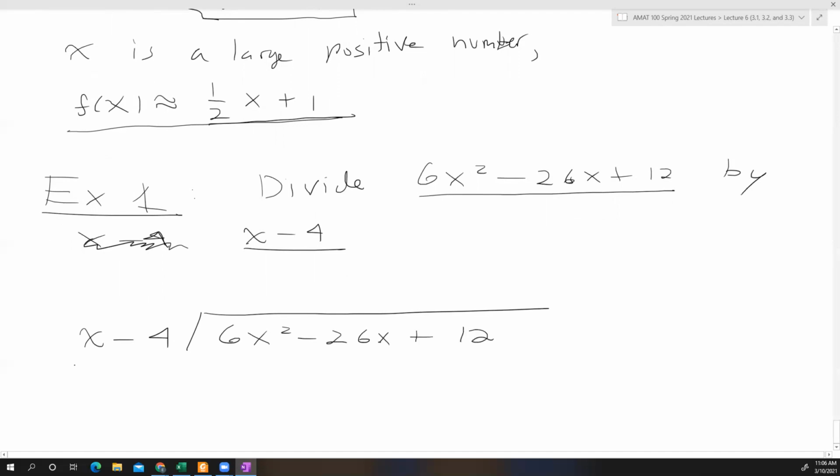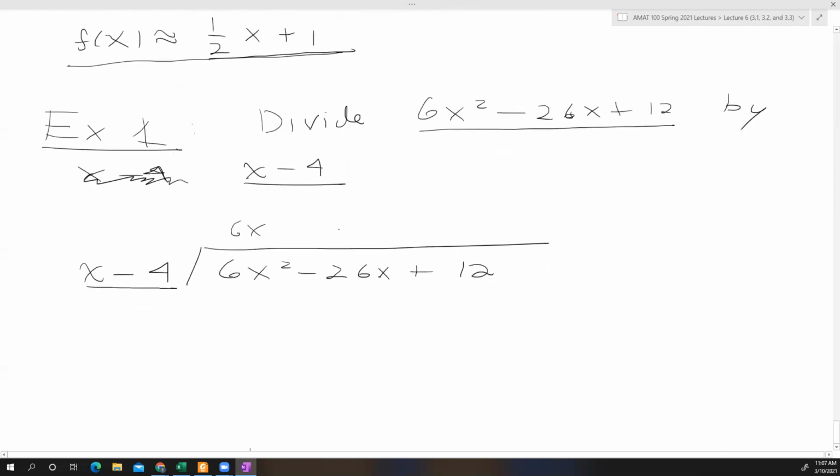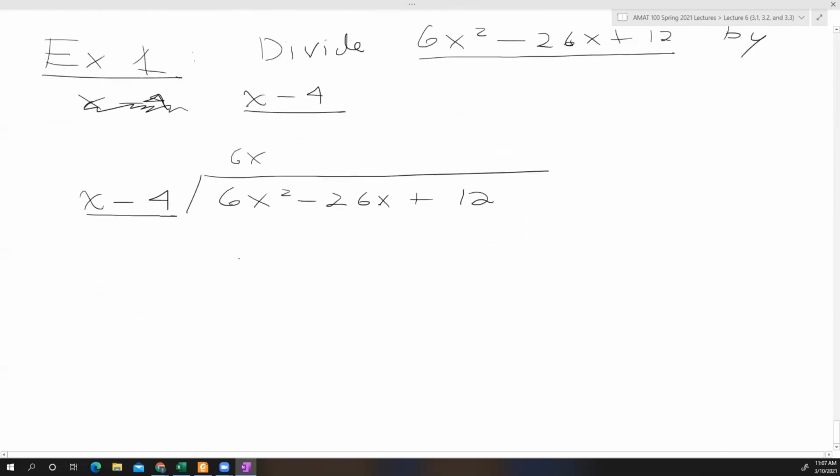And then we play that same game. So we have the dividend here. We want to ask ourselves, what number do I need to multiply this by so that the leading term of this matches the leading term of the dividend? Well, that's pretty clear. It's just going to be 6x. So now I'm going to multiply that through. So I'm going to multiply 6x by x minus 4 and then subtract that from the dividend.